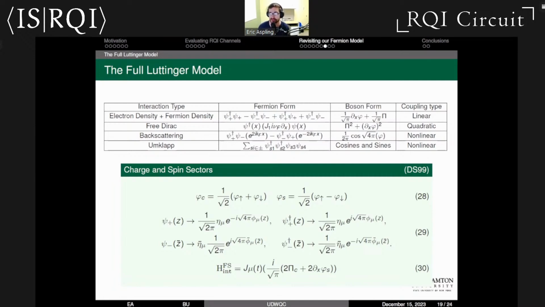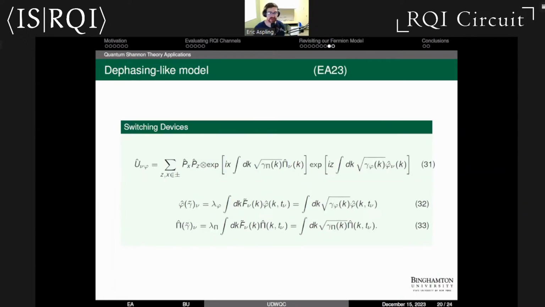And to understand the bosonic form and the channel that would show up from the type of operators that come from this is something that really does need to be evaluated at some level. But what can we do with this? I mean, there's not just experimental progress in this. We can actually talk about theoretical progress in quantum Shannon theory applications, right?